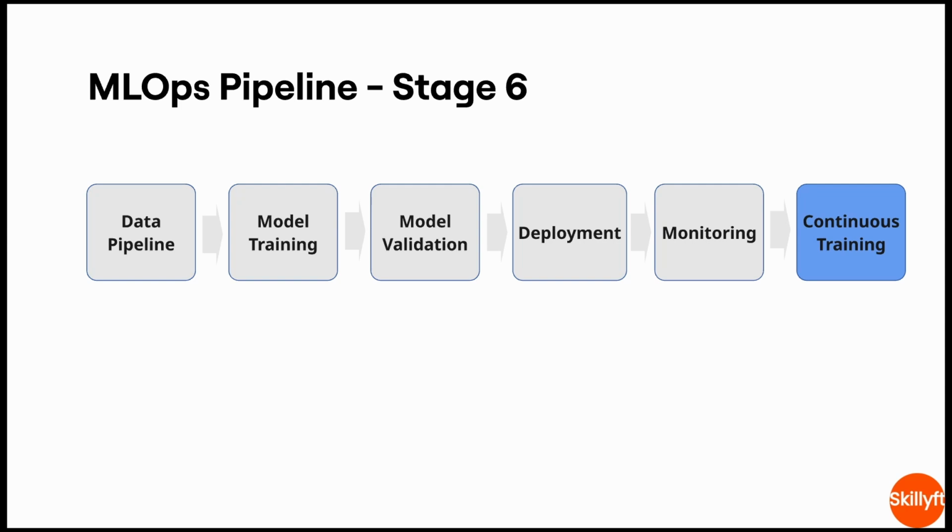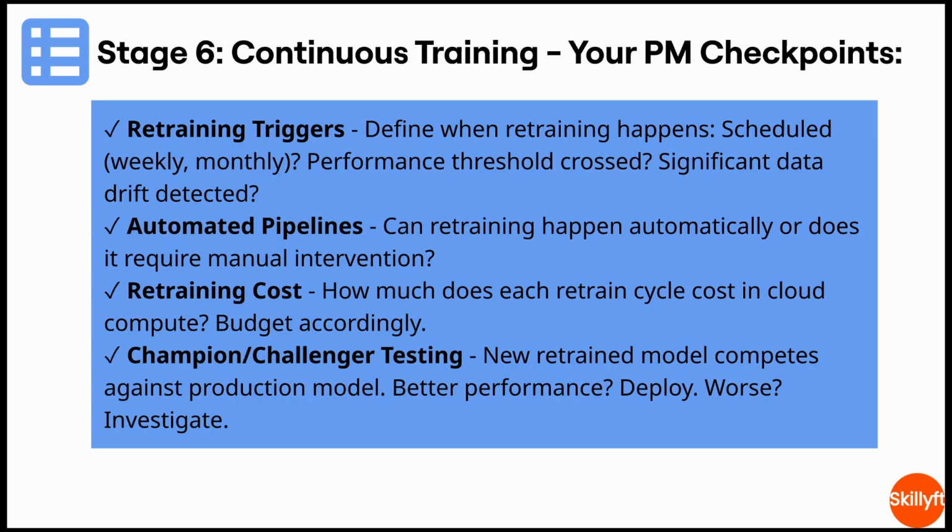The last stage, stage 6, continuous training. Models need to evolve with the world. The business changes. This stage completes the loop. The key PM checkpoints here are retraining triggers. What would trigger your model retraining? Define when retraining happens, what the schedule and cadence is, whether it's weekly, monthly, performance threshold crossed, or significant data drift detected. Automated pipelines: can retraining happen automatically, or does it require manual intervention? So you need to define these strategies.